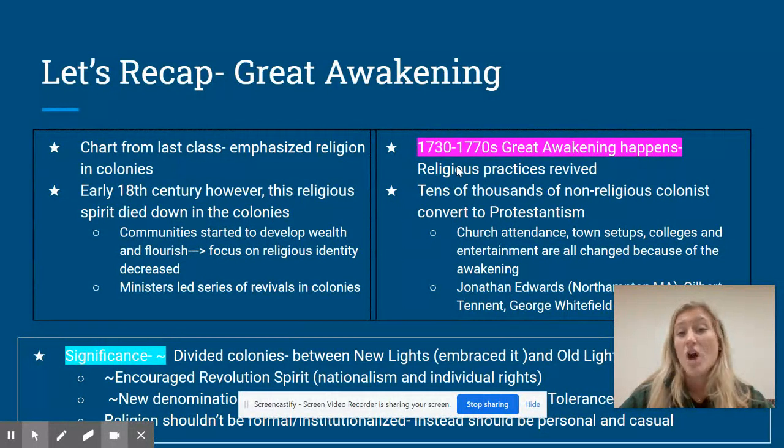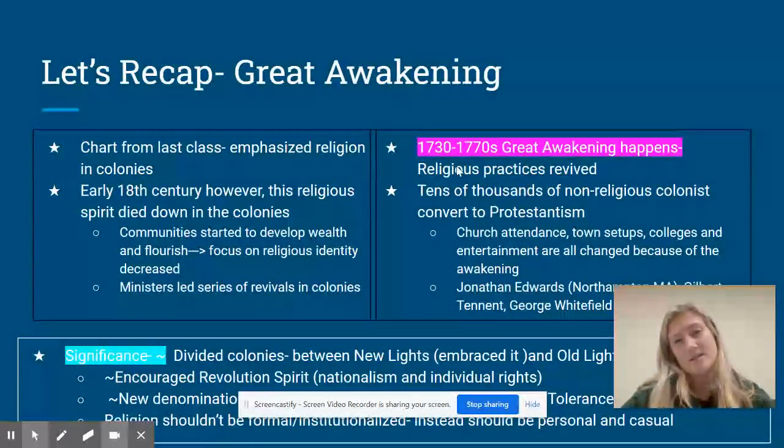Tens of thousands of non-religious colonists, as a response to this, convert to Protestantism. We see church attendance start to change, town setups, colleges, and entertainment all change because of this awakening. One of the colleges that we see as a response to this is Princeton, where Jonathan Edwards actually becomes, I believe, the president of.